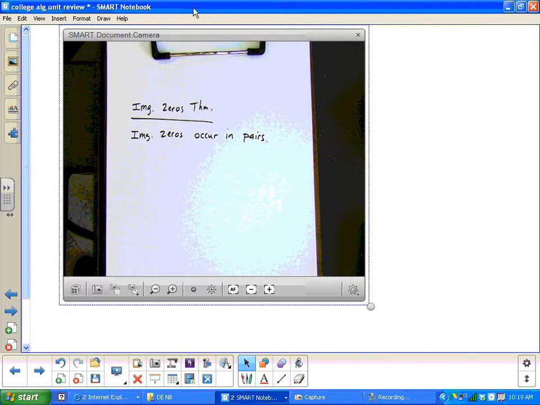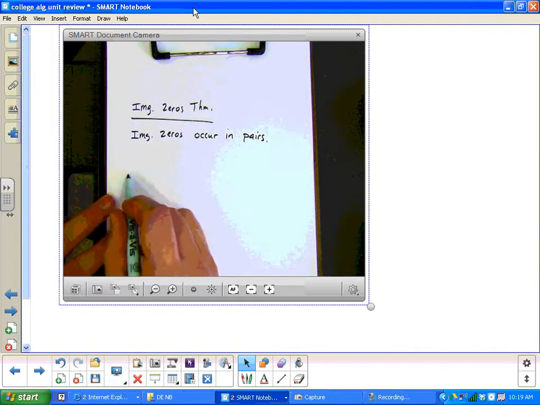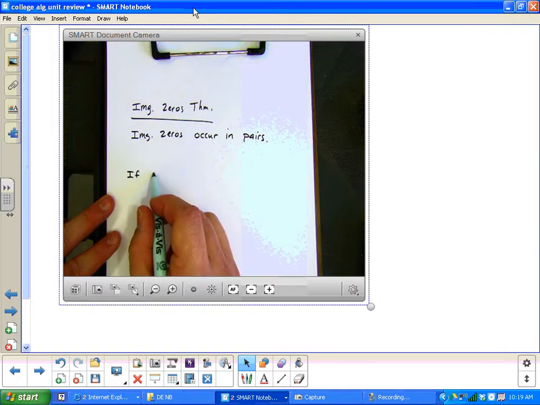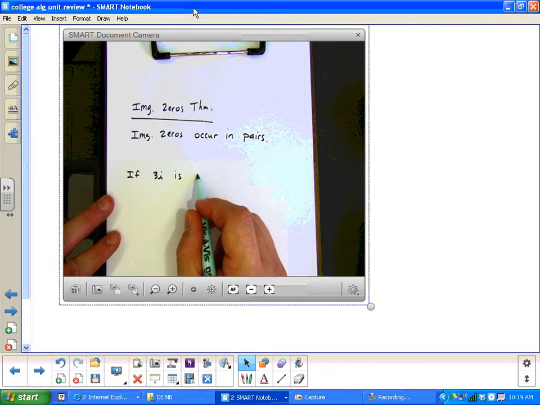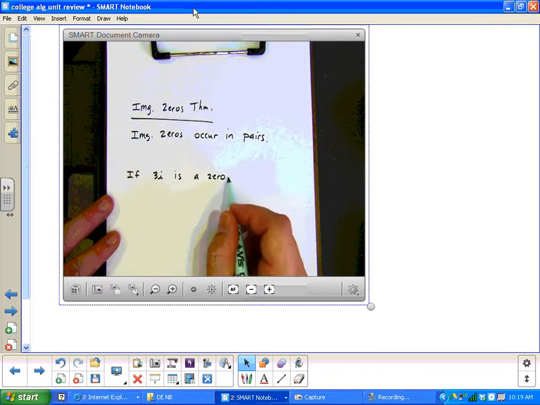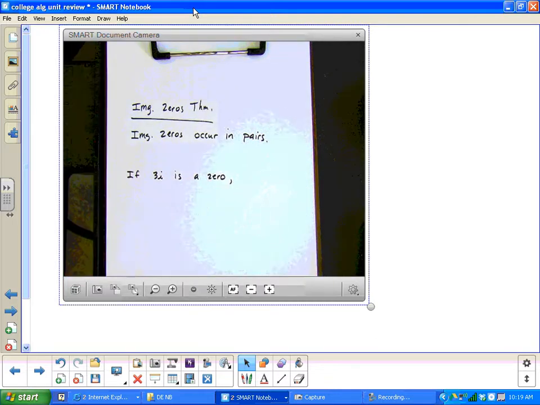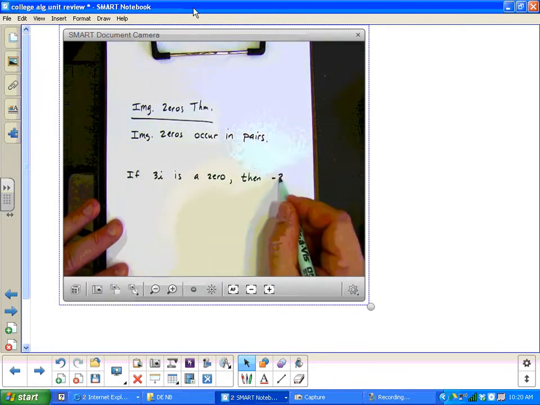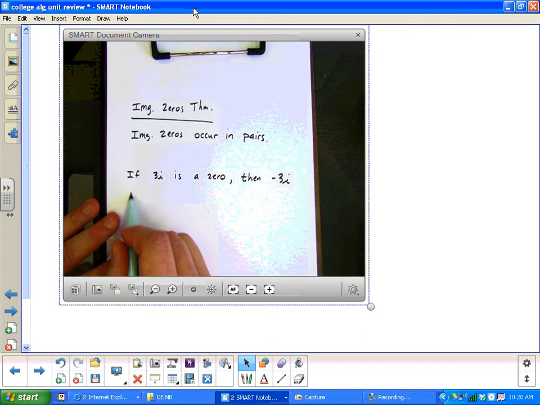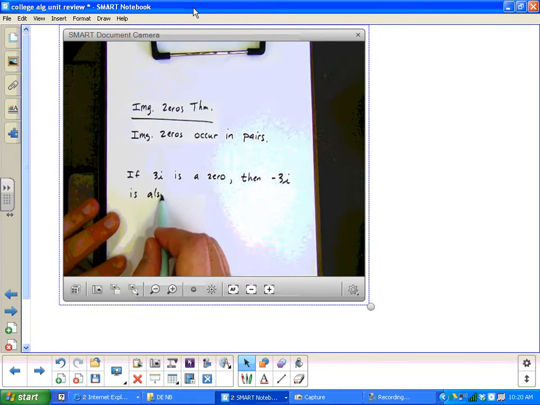So let me make an example of that. If 3i is a zero, then I've got to have another zero that pairs up with it, right? So take a wild guess as to the other zero: negative 3i. So if 3i is a zero, then negative 3i is also a zero.